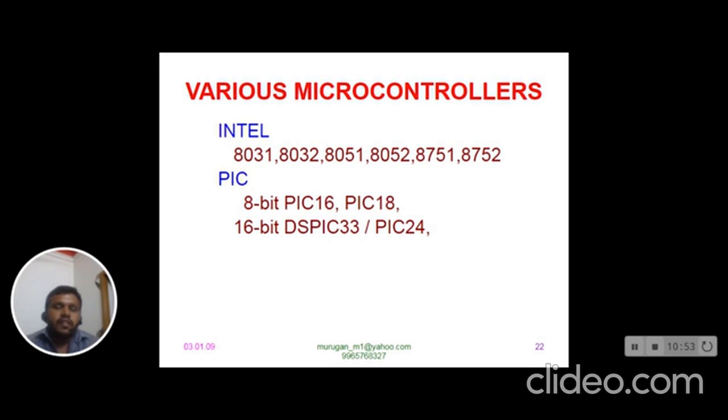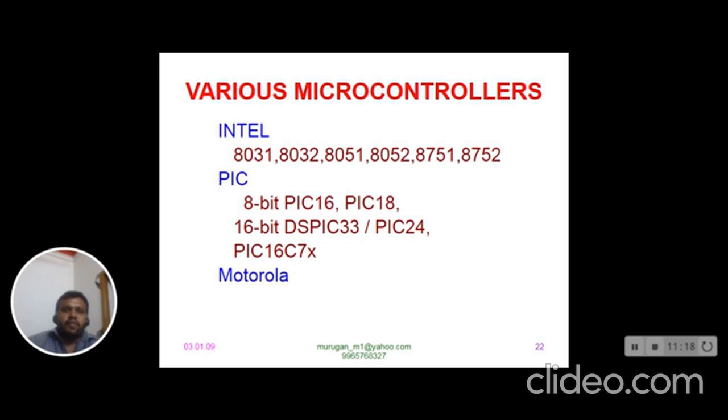The DSPIC 33 is the advanced version of the PIC controller. They use the technique of digital signal processing. We have DSPIC 33 and DSPIC 24. Then the PIC 16C7X is the updated version of the PIC DSPIC 33.